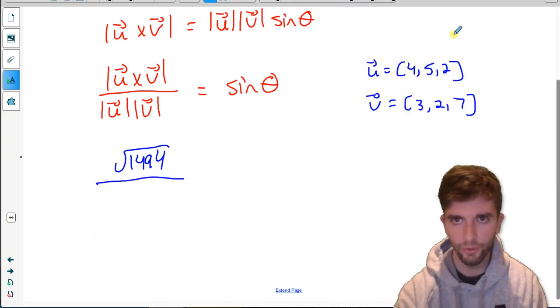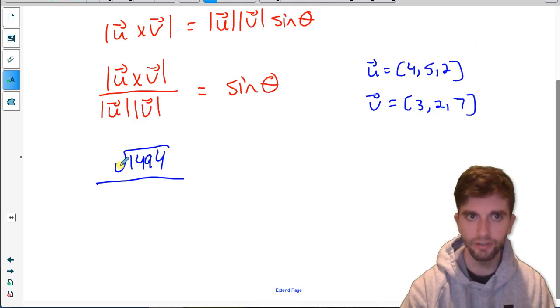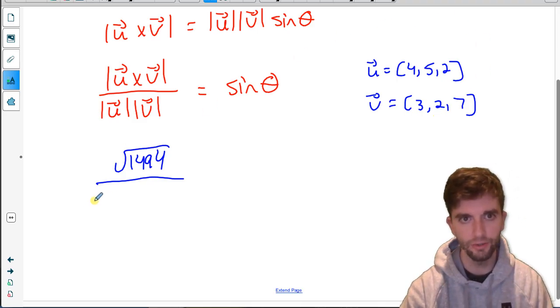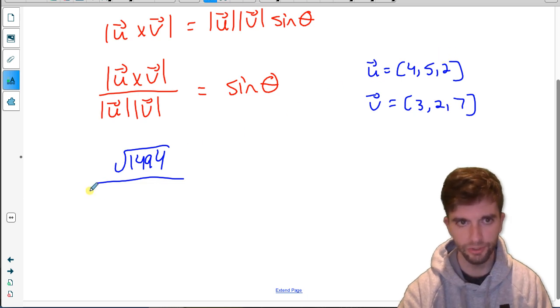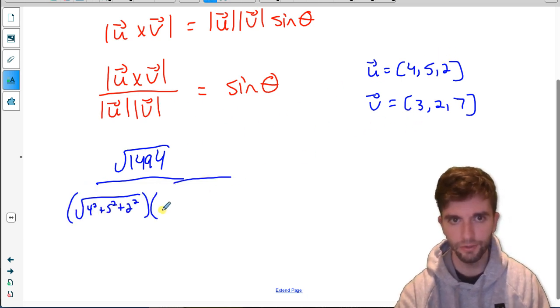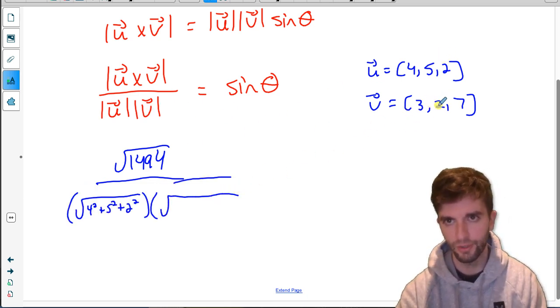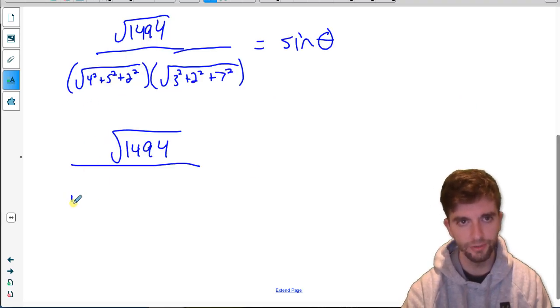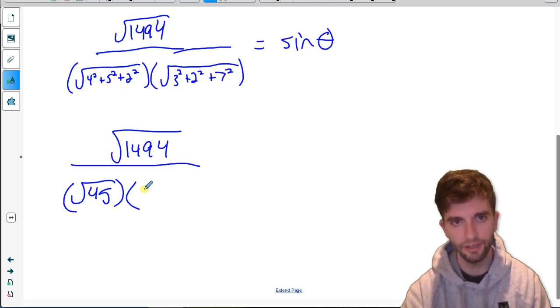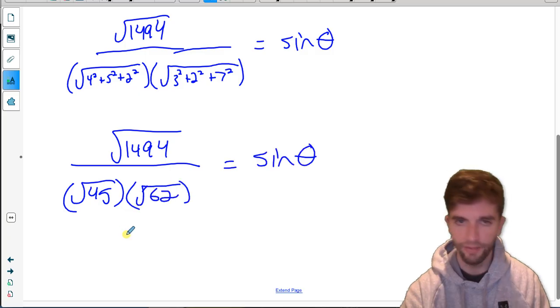And now let's find magnitude of u and magnitude of v. So I just quickly wrote a reminder of what vector u and v were. So magnitude of vector u would equal the square root of 4 squared plus 5 squared plus 2 squared. And the magnitude of v would equal the square root of 3 squared plus 2 squared plus 7 squared. Let's simplify this. This simplifies to root 45, and this simplifies to root 62. And this is what sine theta is equal to.